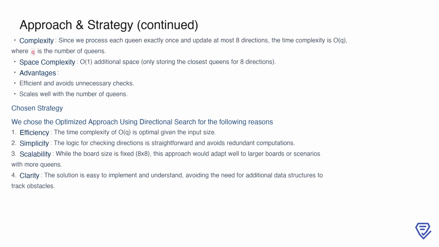To address the inefficiencies of the brute force method, we devised an optimized approach using directional search. The key idea here is to track only the closest queen in each of the 8 possible attack directions, north, south, east, west, and the 4 diagonals. Instead of checking every cell along a path, we focus solely on identifying and updating the closest queen for each direction. To do this, we first predefine the 8 directions as coordinate offsets.